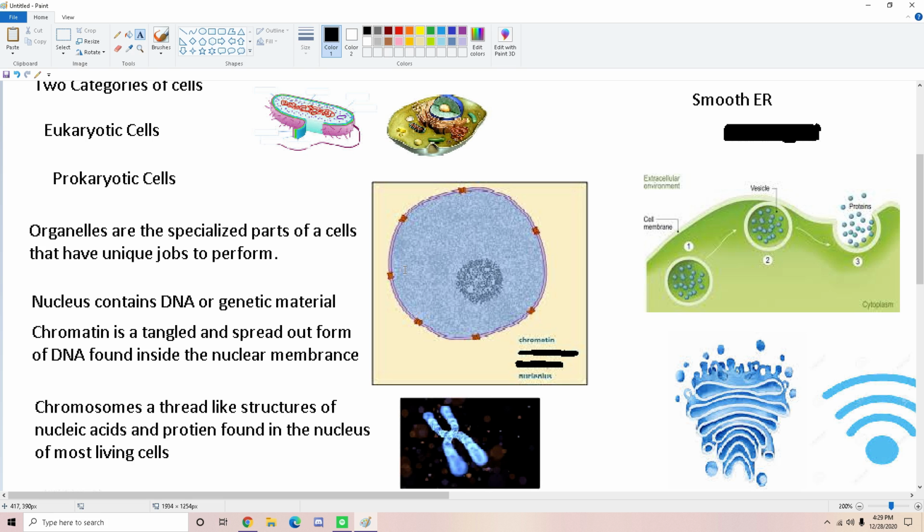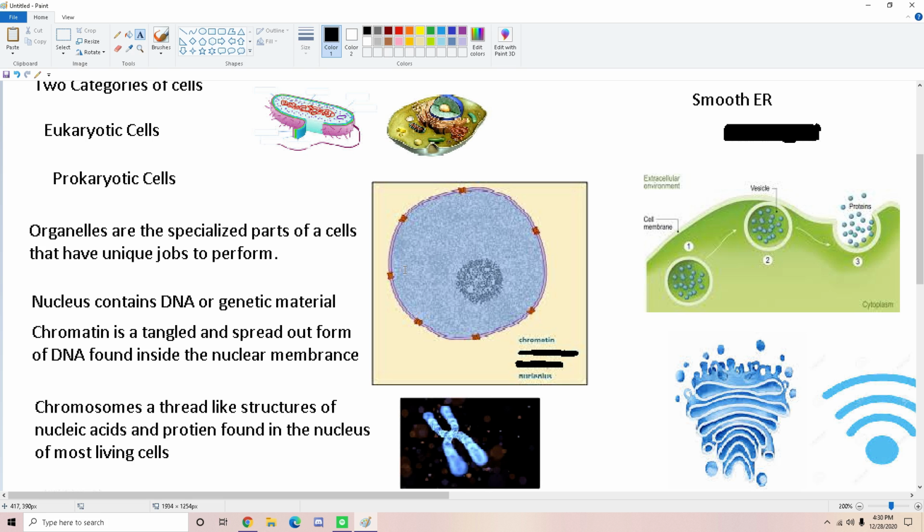Organelles are the specialized parts of the cell that have unique jobs to perform. The nucleus contains DNA, or genetic material. The DNA dictates what the cell is going to do and how it's going to do it. The chromatin is the tangled, spread out form of DNA found inside the nuclear membrane.